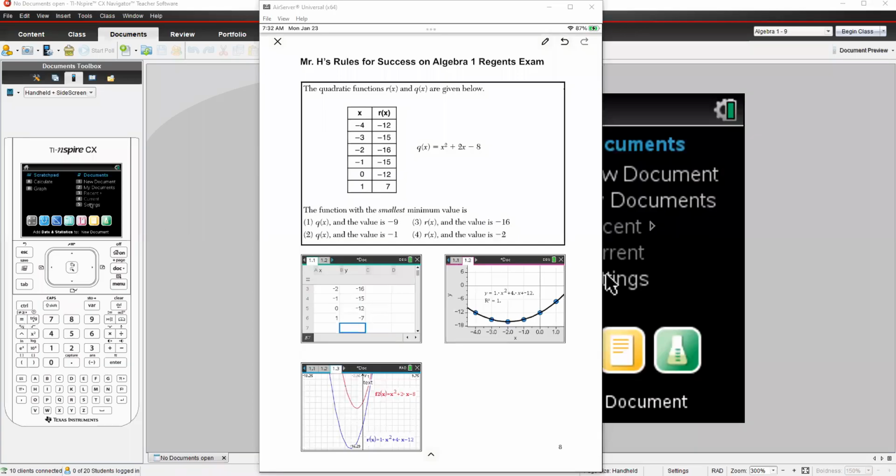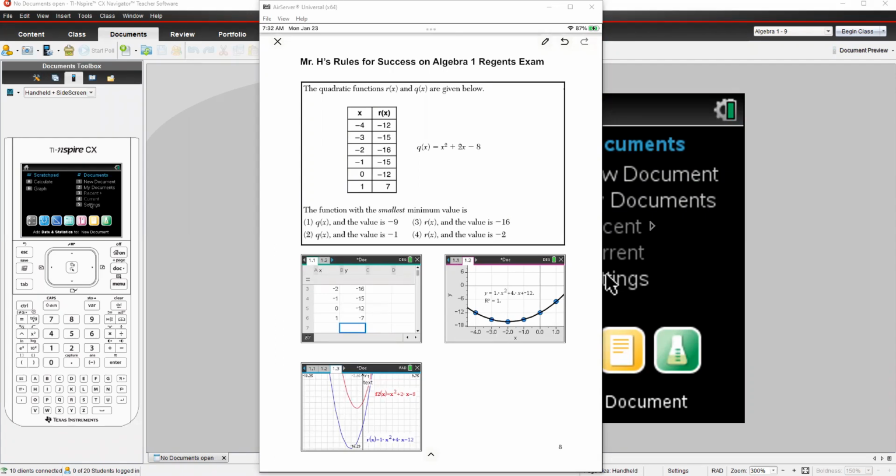Hey, so I'm going to do the question on page 8. And the reason I put this on here is that the Regents guys like these kind of questions where they give you a bunch of different functions. Sometimes they give it to you with a table. Sometimes they give it to you as a function. Sometimes they give it to you as a graph. Regardless of the way they give it to you, you should be able to compare them, and that's what we're going to do here.